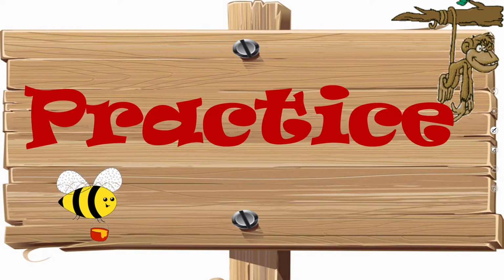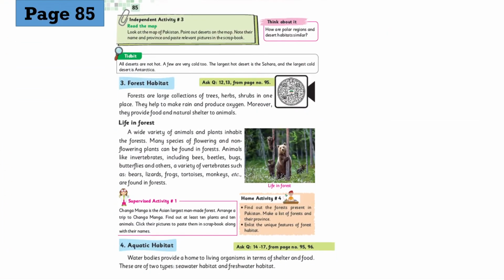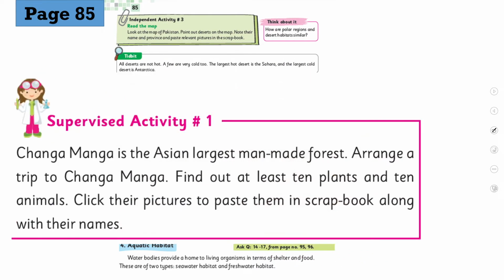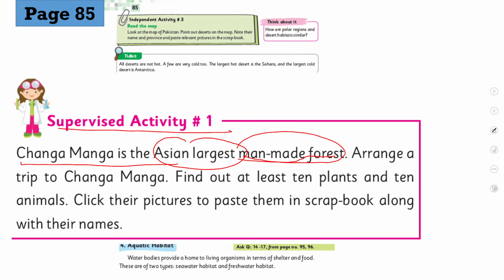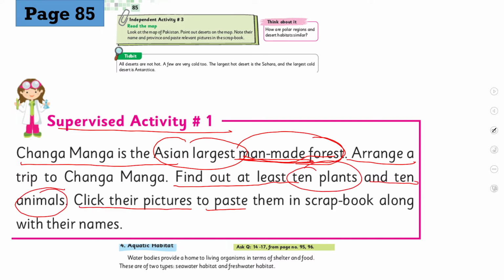Okay, my dear students, now is the time for the practice. For practice, you have to go towards page number 85 and here is a supervised activity. Changa Manga is Asia's largest man-made forest. ठीक है, ये लोगों ने खुद बनाया है इस फॉरेस्ट को. यहाँ पे खुद plantation करके एक forest grow किया है. Arrange a trip to Changa Manga. Find out at least 10 plants and 10 animals. Click their pictures to paste them in scrapbook along with their names.